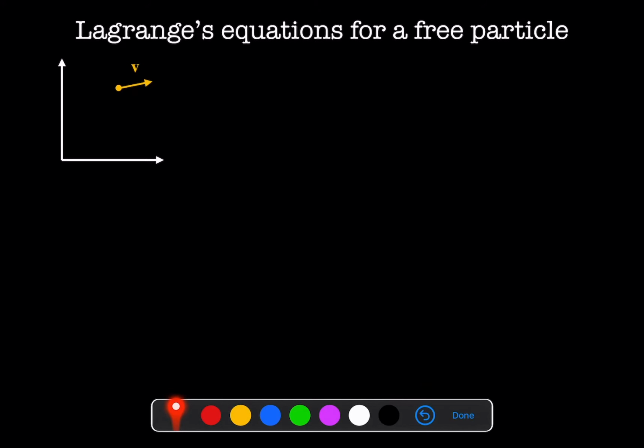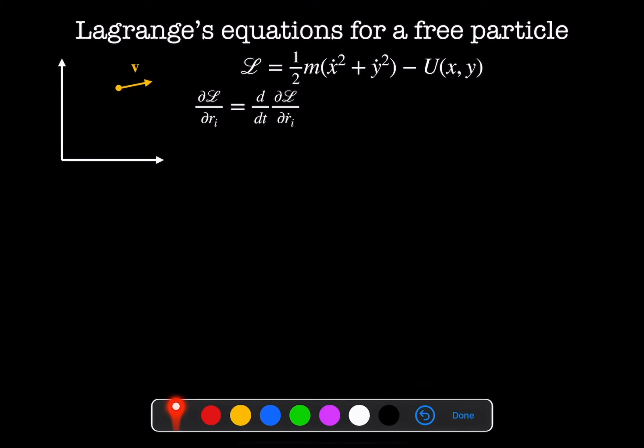Let's have a look at Lagrange's equations for a free particle. So we've got some particle here and it's traveling with velocity v. In Cartesian coordinates, we'd write this as 1/2 m (x dot squared plus y dot squared) minus the potential energy as a function of x and y. If I were to write down the Euler-Lagrange equations for this, I get two. I get one for x and one for y. These are going to give me force in the x direction is minus the derivative of the potential in the x direction. Because these are symmetric, I get exactly the same thing for y.